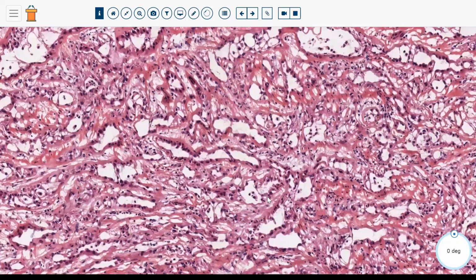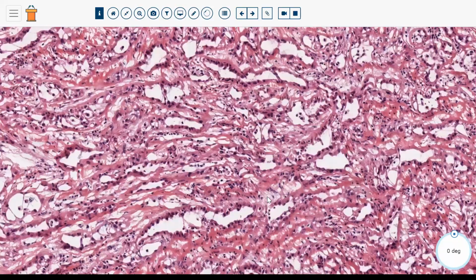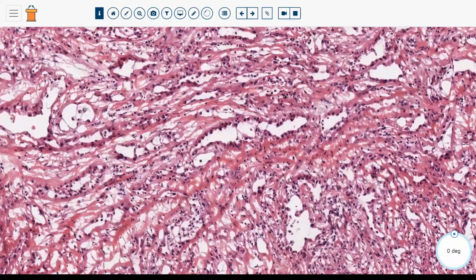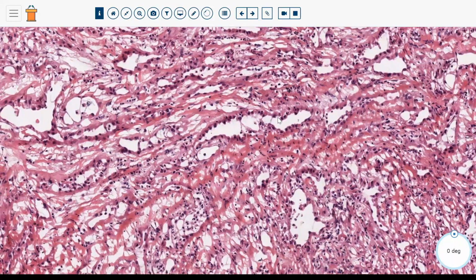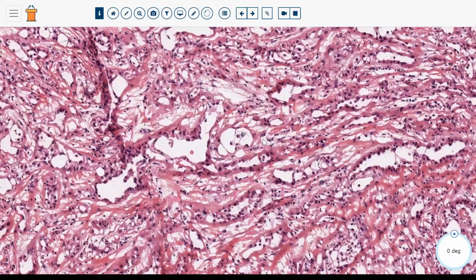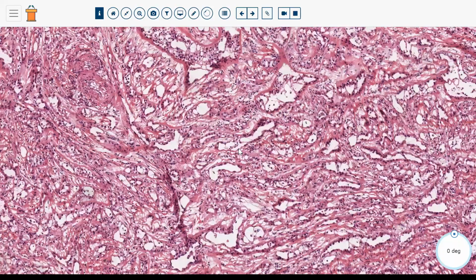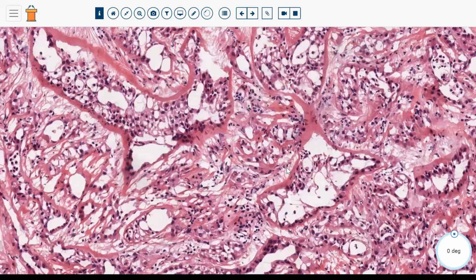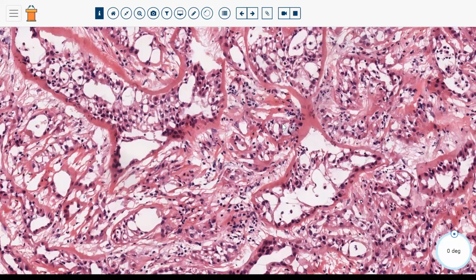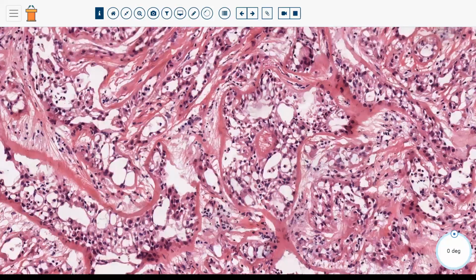So if you look at this, we've got these kind of glandular looking structures here, and some of them, if you look carefully, have these strands of cytoplasm that are bridging across the lumen. So I'll move around and show some examples of that. Here's another one, kind of a glandular structure with these thin strands of cytoplasm that are bridging across the lumen. If we look over here, there's kind of an almost cribriform looking glandular structure with these strands of cytoplasm.